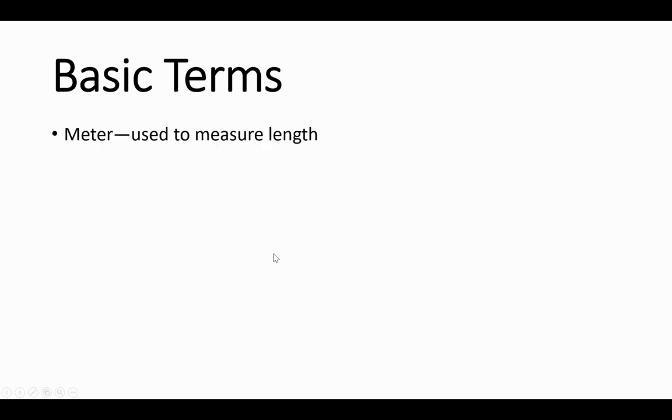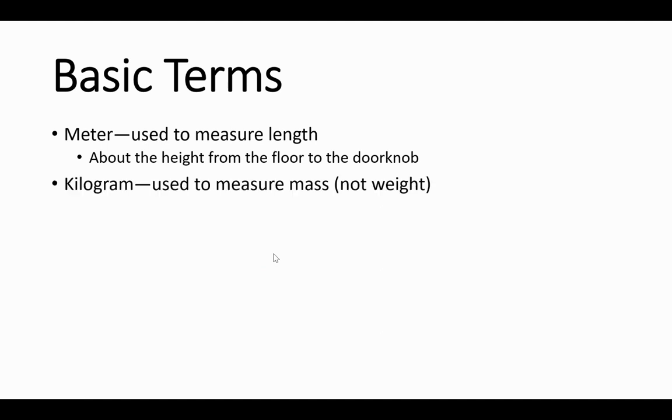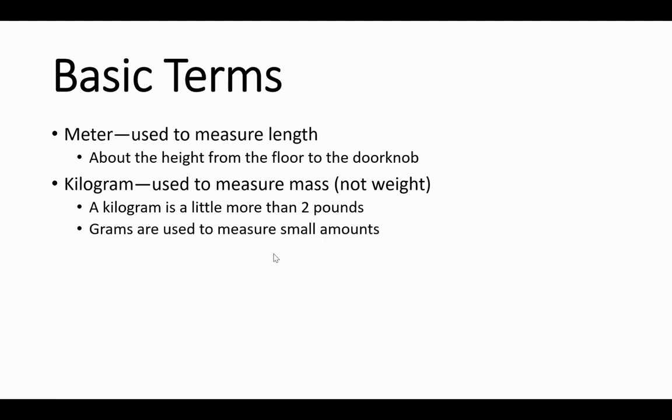Here are some of the basic terms you'll come across as we get into this work. Meter, used to measure length. About the height from the floor to the doorknob, that's about a meter. Kilogram is used to measure mass, not weight. There's a difference. Kilogram is a little more than 2 pounds. Grams are used to measure very small amounts. A nickel has a mass of about 5 grams. So very small amounts, we use grams. Kilogram, which is 1,000 grams, is used to measure larger things. It's a little more than 2 pounds.